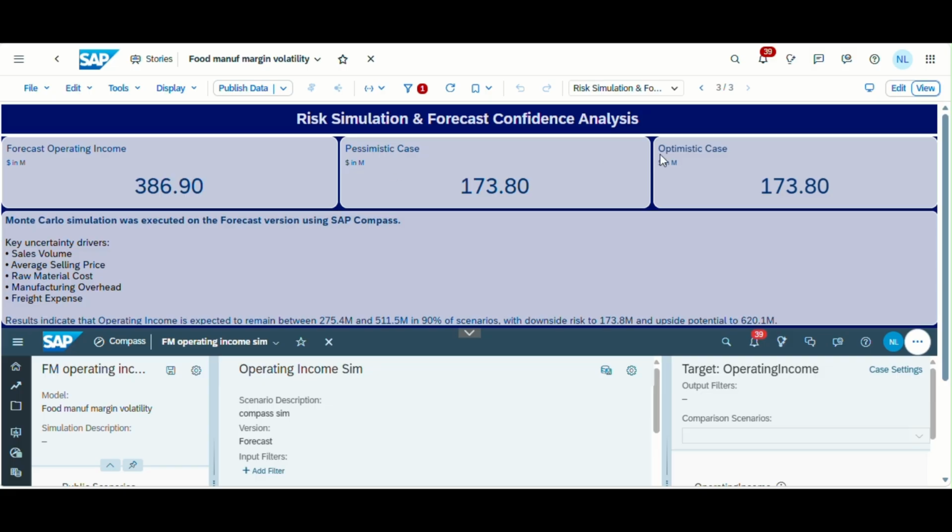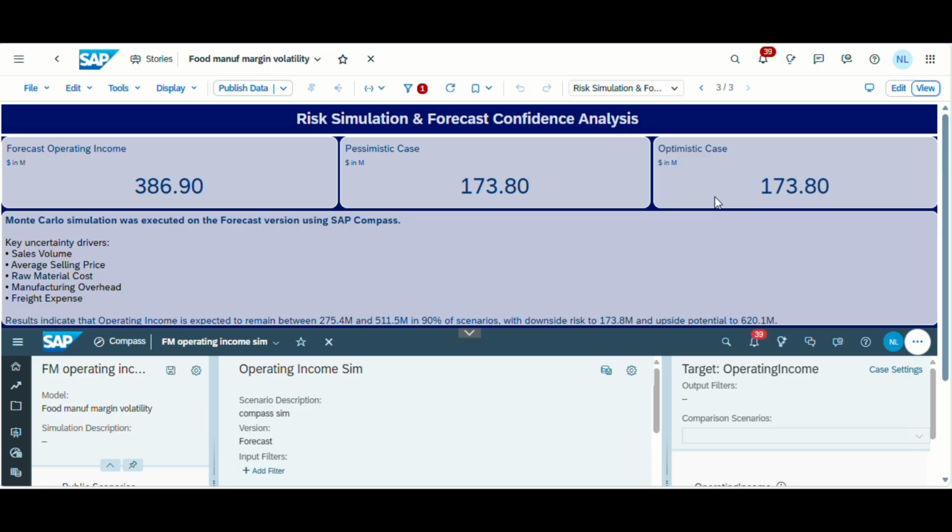Next are pessimistic and optimistic cases. The pessimistic case shows a potential operating income under unfavorable business conditions, decreasing to around $173.8 million. And the optimistic case represents the best possible business outcome under favorable market conditions. In this scenario, the projected operating income is approximately $173.8 million, helping management evaluate potential growth opportunities and prepare strategies to maximize future profitability.